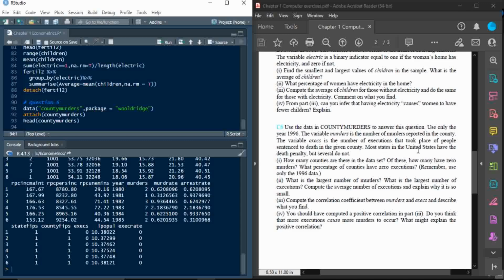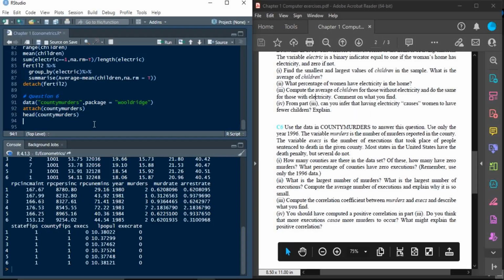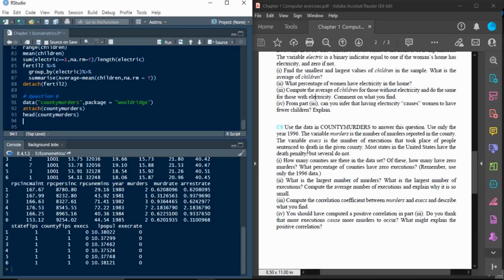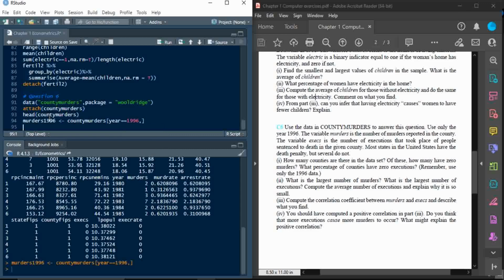So let's look at this. Most states in the United States have the death penalty, but several do not. How many counties are there in the data set? Okay, but before solving the question, look here. Use only the year 1996. So let's create a new dataset, murders 1996. From this broad dataset, type county murders, and then give a square bracket and type this condition: year must be equal to 1996. And remember to put the comma after this, and then press Ctrl plus Enter. Now we have a new dataset by the name of murders 1996.